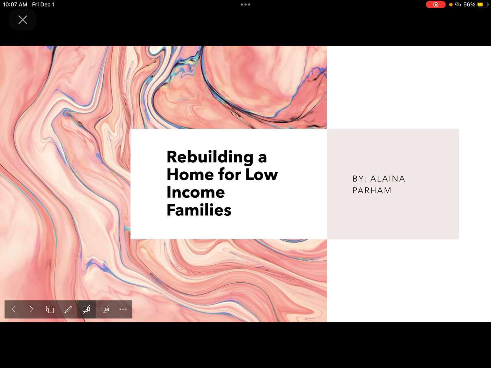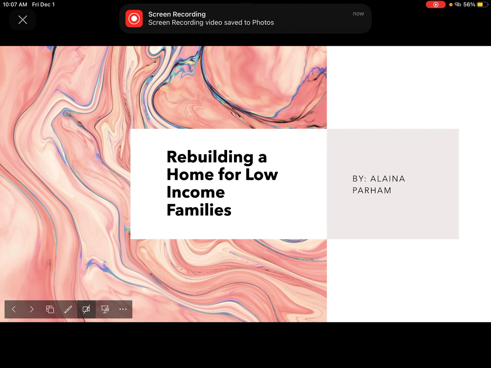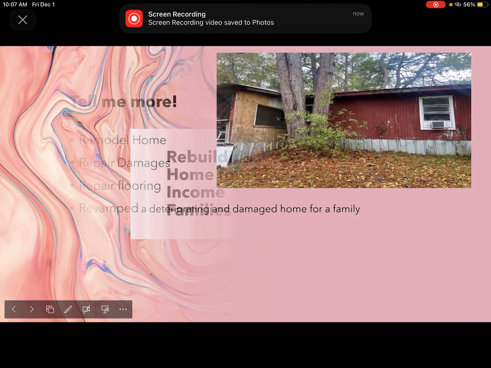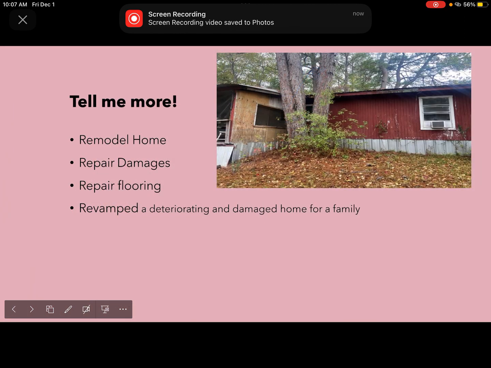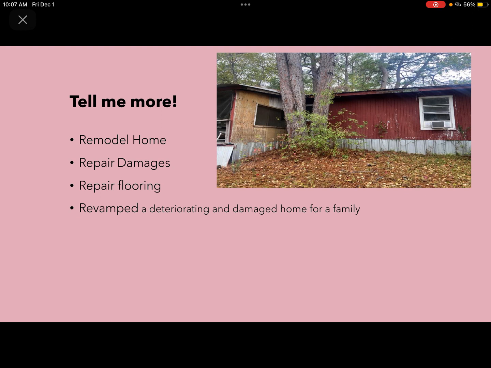Hi, I'm Elena Parham, and this semester for my service project, I helped to rebuild a home for low-income families. So what this consisted of was we revamped a deteriorating and damaged home for a family in need. It was a complete and total remodel on the inside of the home. We repaired damages left by previous tenants.